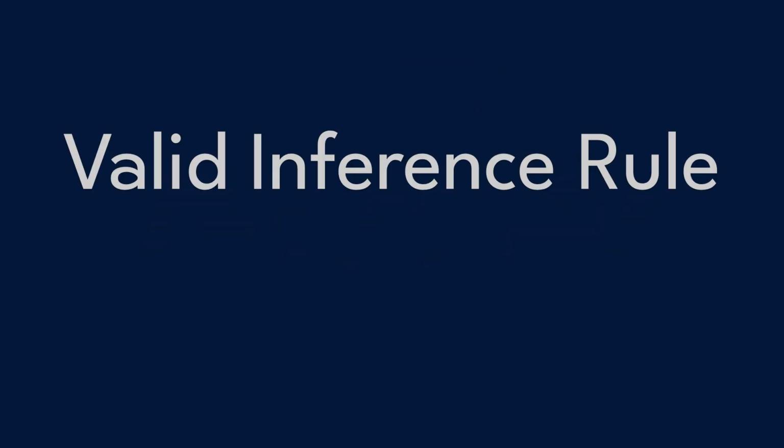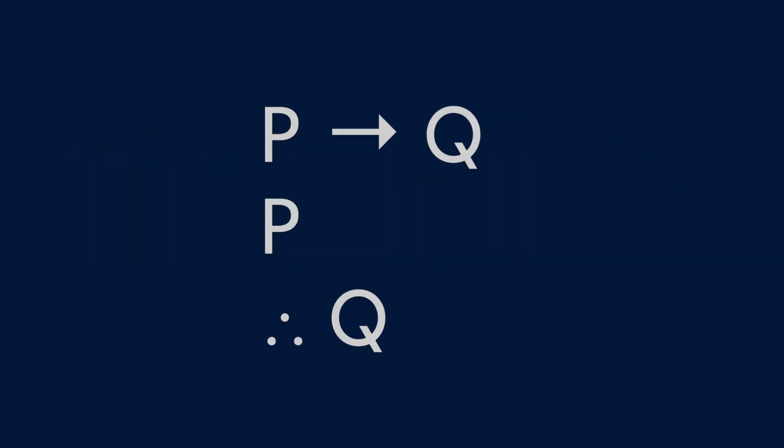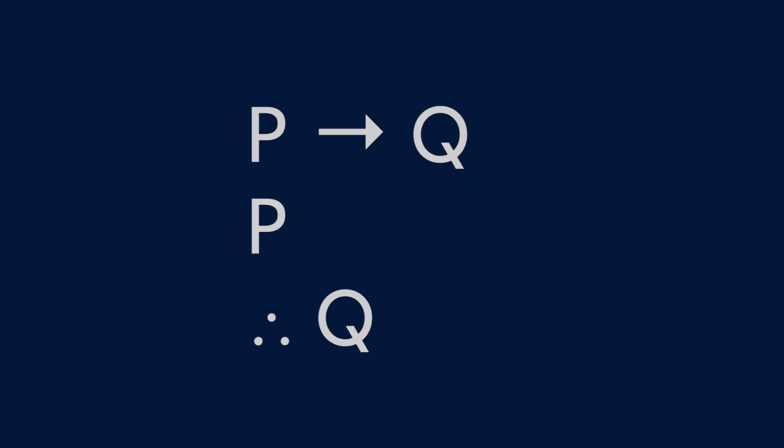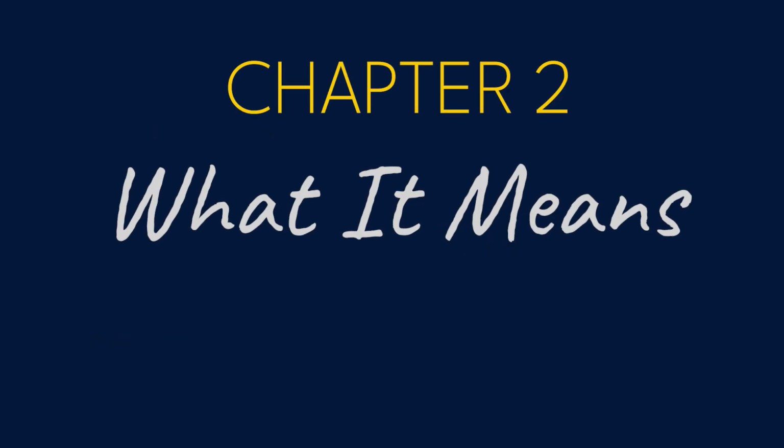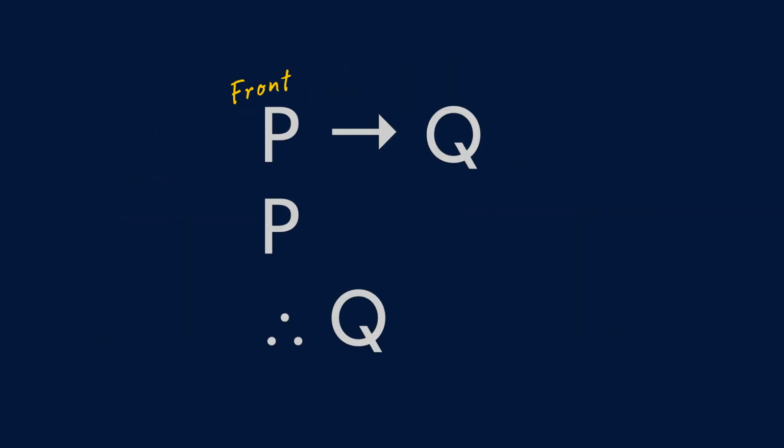Modus Ponens is a valid inference rule that looks like this. If P, then Q. P, therefore Q. The model shows a pattern, a form. If the front thing, then the back thing. The front thing, therefore the back thing.